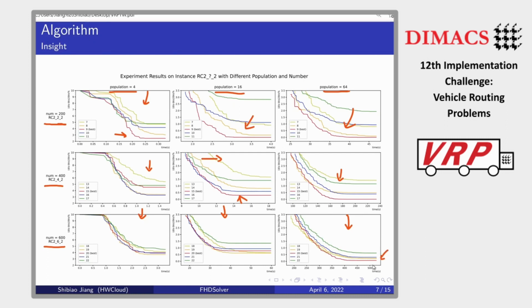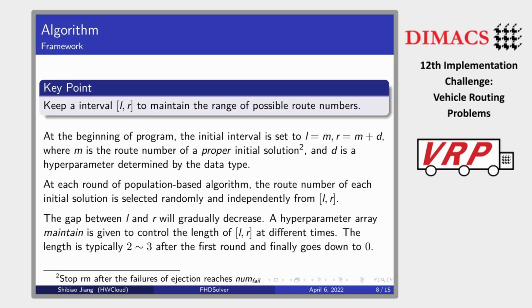So what does this mean? Let's move on. We should keep an interval AOR to maintain the range of possible root numbers. And from the experiment above, we conclude that if the cluster number is small enough, maybe we can quickly track the optimal root numbers by setting the population size to 4 or to 16. But if the customer number becomes larger, it is difficult. Now, let me introduce some detail in our framework.